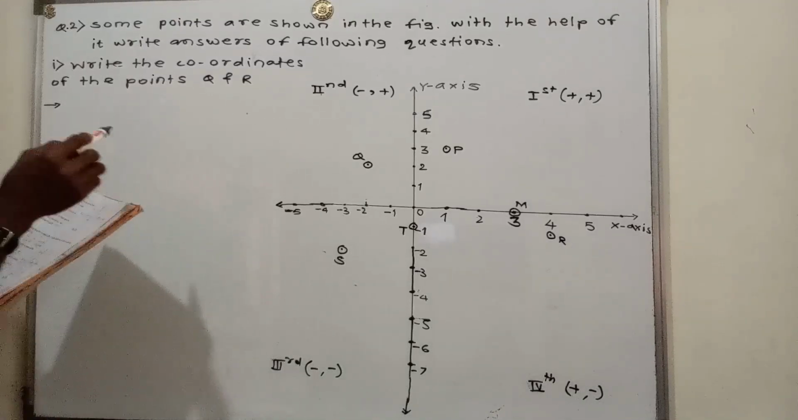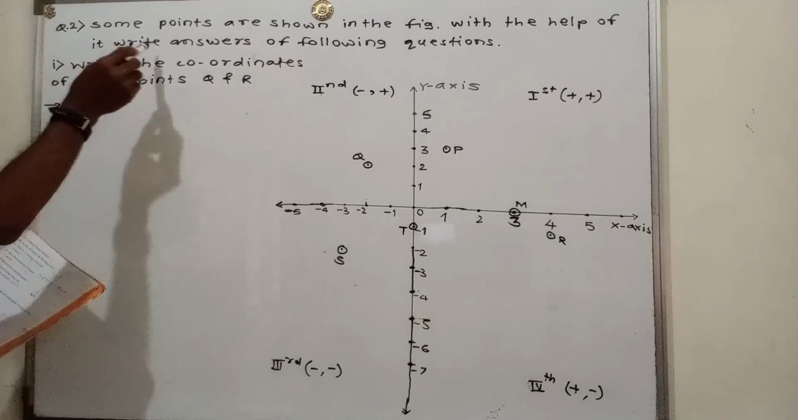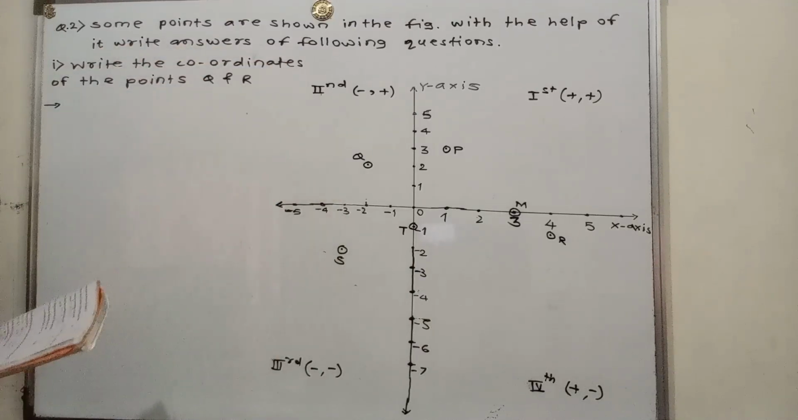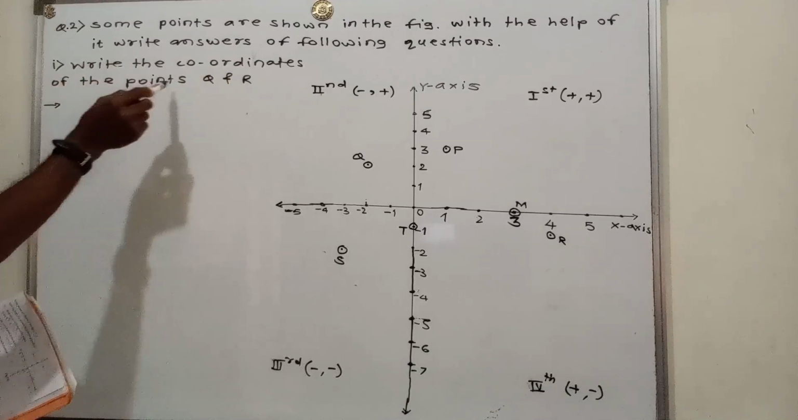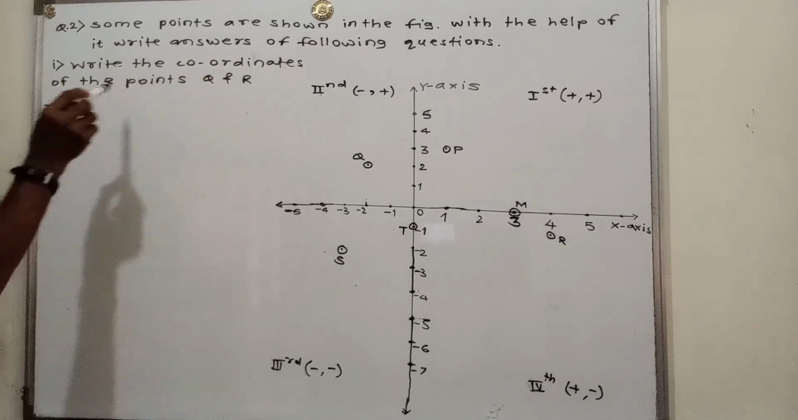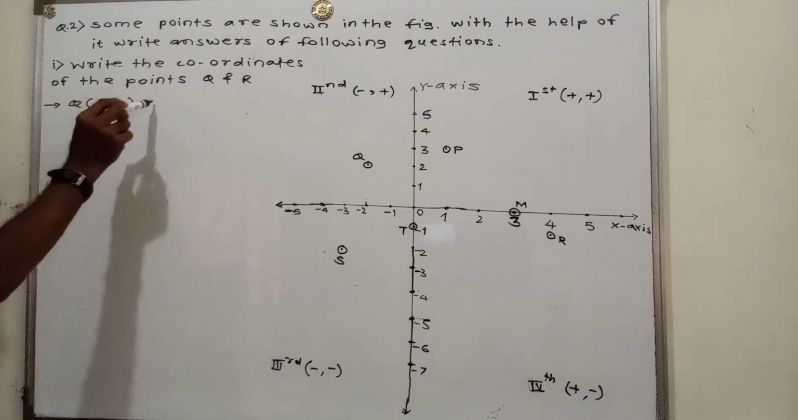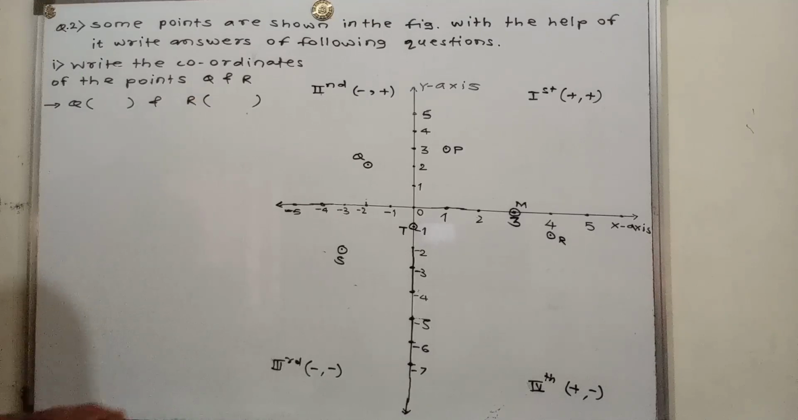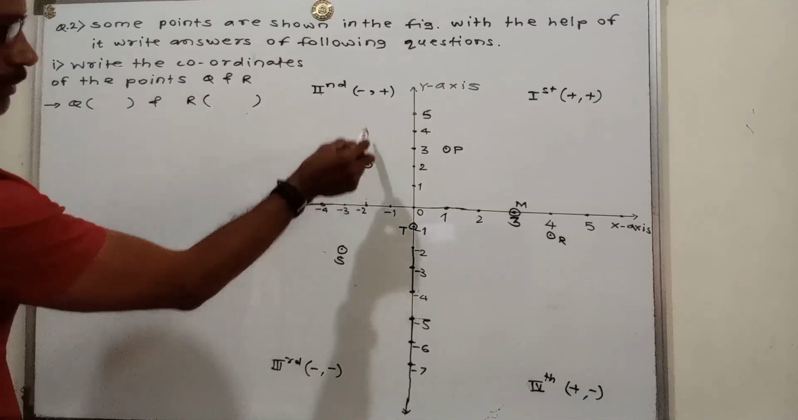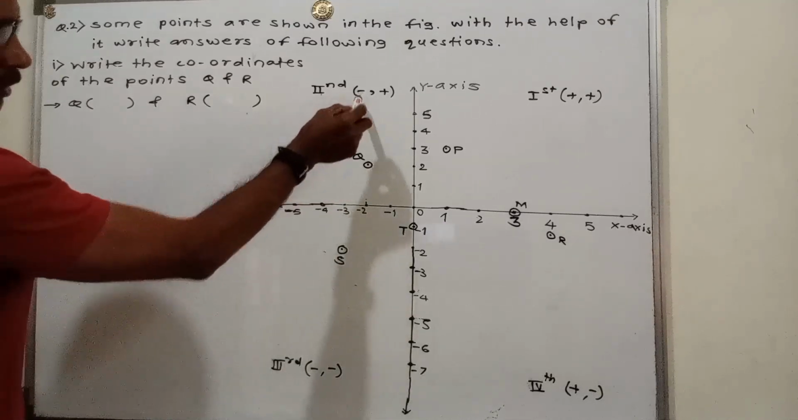Question number 2. Some points are shown in the figure. With the help of it, write answers of the following questions. First, write the coordinates of the points Q and R. See here, Q and R.